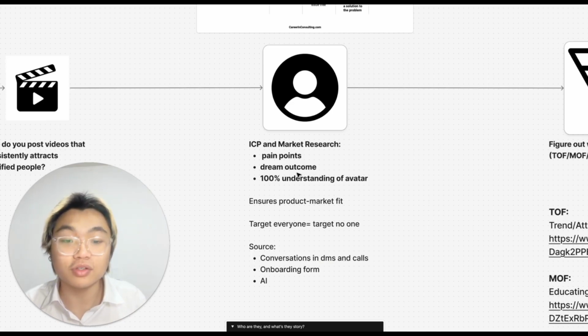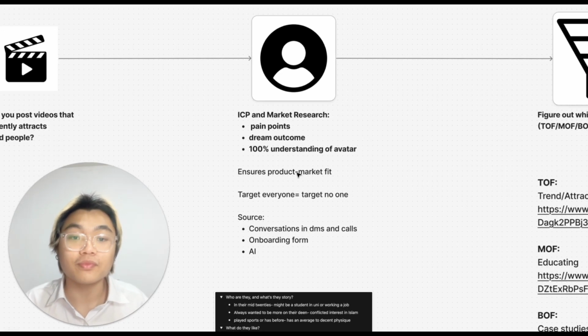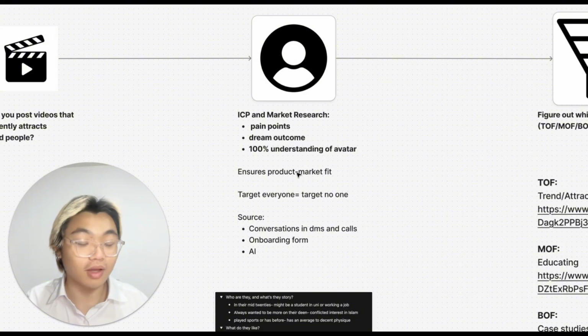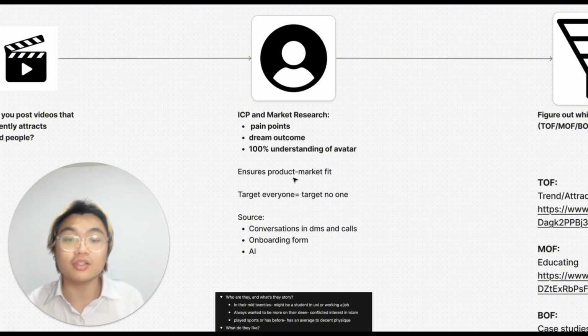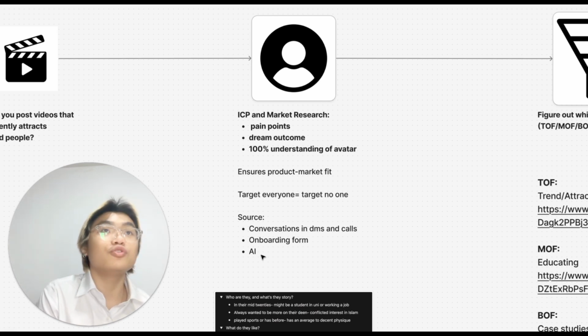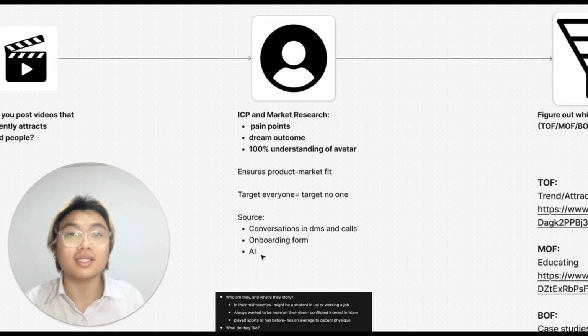Another way you could do this is also on the onboarding form, right? Every time you have an onboarding form, you need to ask your clients what their specific pain points are and what their specific dream outcome is. And then you can scrape all of this information, put it onto AI, put it onto Claude Code, and get it to generate specific details of the pain points and dream outcome. So your actual product is data-based and not just something you're guessing.